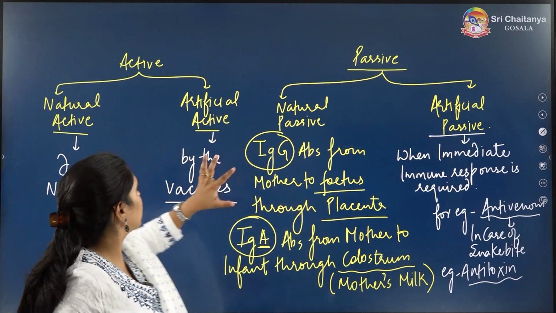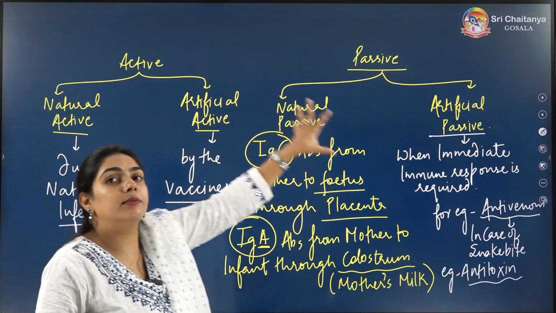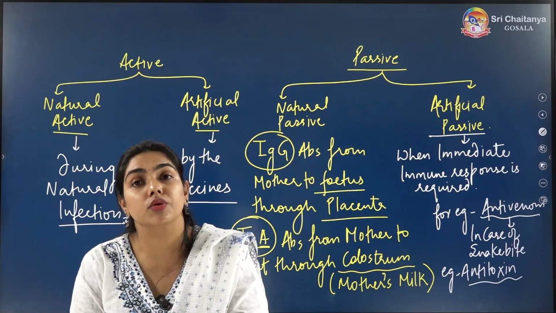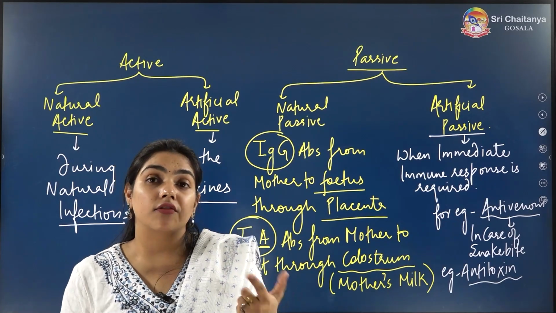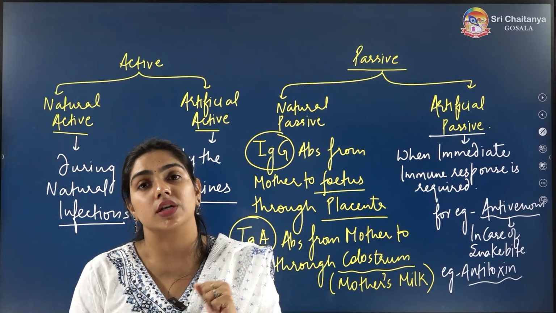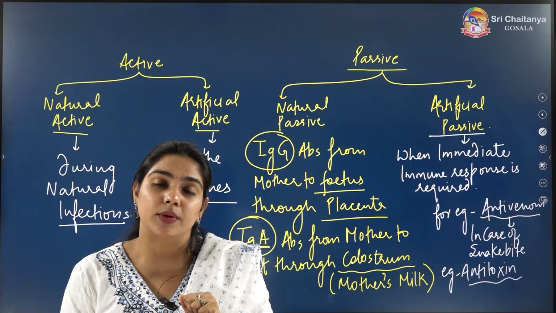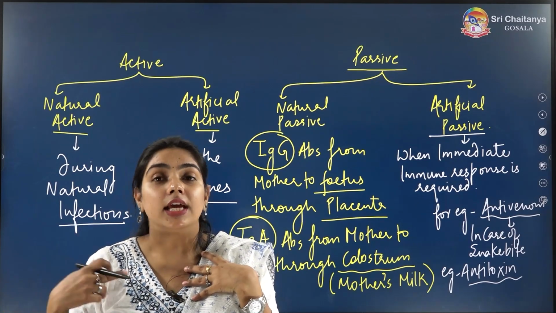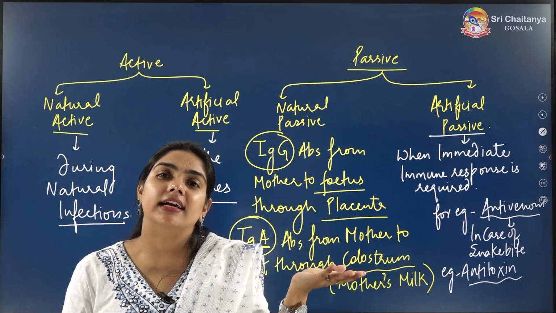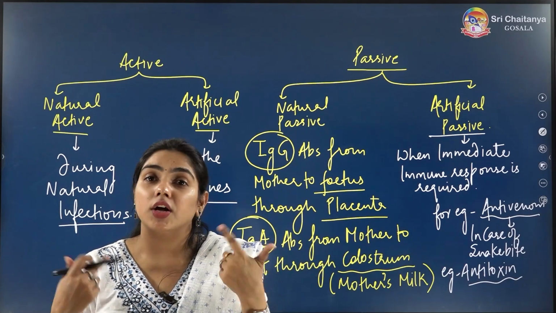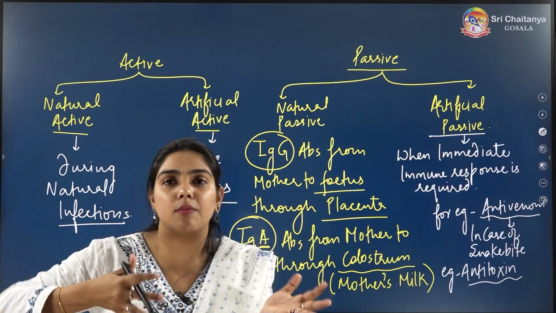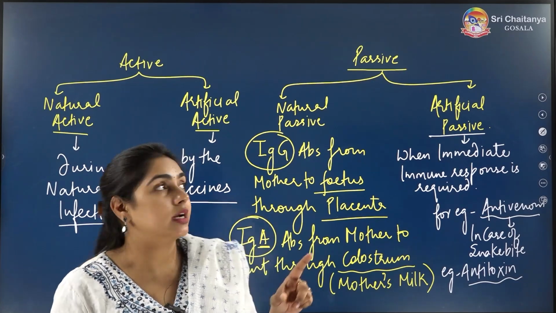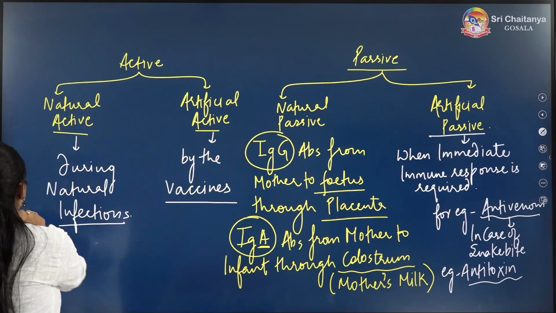So this was the concept of active and passive immunity. These are the two types of acquired immunity on the basis of the participation of the host immune system. If the host immune system is actively participating in producing the antibodies, it is active immunity. If you are not making it, you are taking it from outside, that is passive immunity. I hope you have understood active and passive immunity.